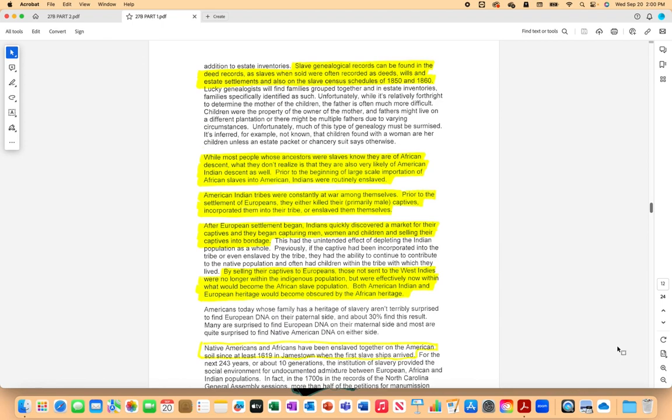After European settlement began, Indians quickly discovered a market for their captives, and they began capturing men, women, and children and selling their captives into bondage.